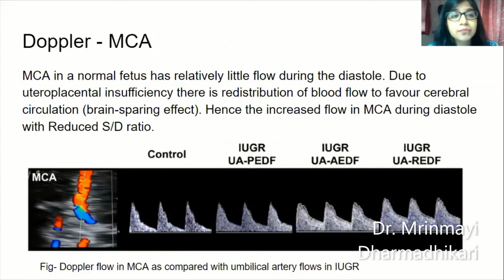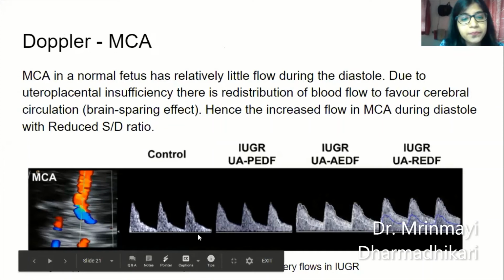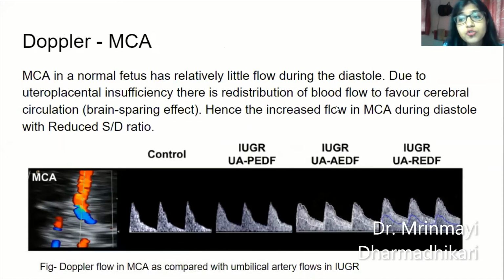Second vessel, that is middle cerebral artery. So MCA in a normal fetus has relatively little flow during diastole. So look at this first picture over here. You can see this is systolic flow and diastolic flow at the time of this trough. Diastolic flow is very little. But due to uteroplacental insufficiency, there is redistribution of blood flow to favor cerebral circulation, giving rise to the brain sparing effect.